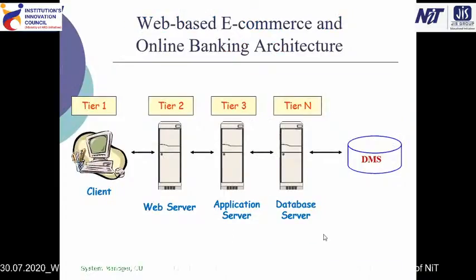This one is the web-based e-commerce architecture for online banking. Tier 1 to tier n, the number of tiers: the client, web server, application server, and database server, and the DBMS, database management system. This one is very important for our online banking systems. Your data and your authentic data are saved on our server.